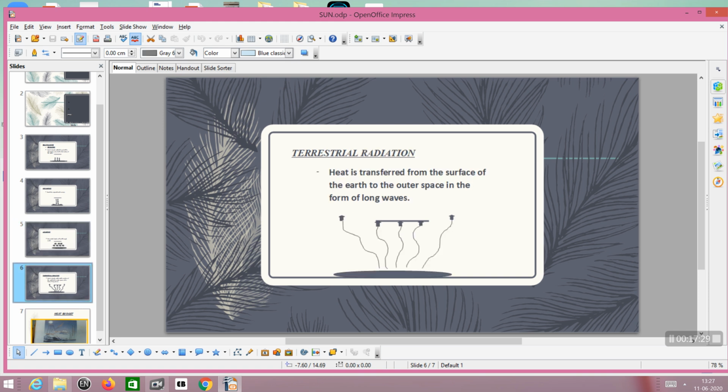And the last one is terrestrial radiation. This terrestrial radiation is happening because of long wave radiation. It is not the heat transfer from one molecule to another molecule. And the outer space becomes heated because of this terrestrial radiation. Conduction, convection, and advection are the 3 processes by which the lower atmosphere is heated up.